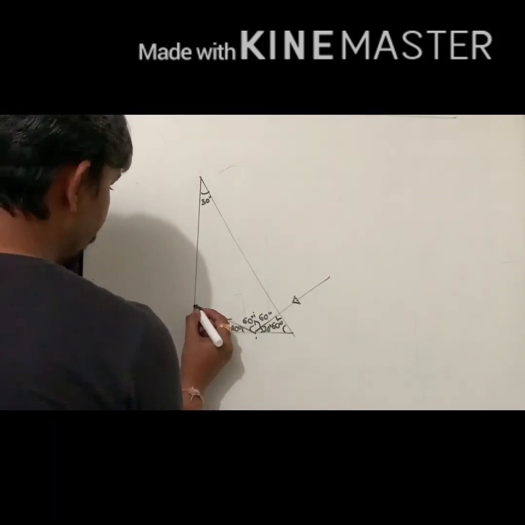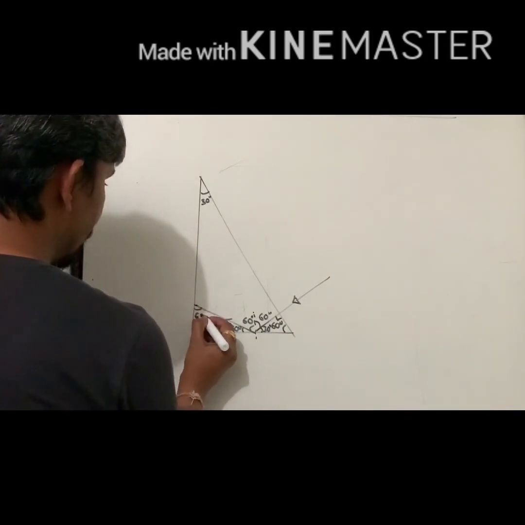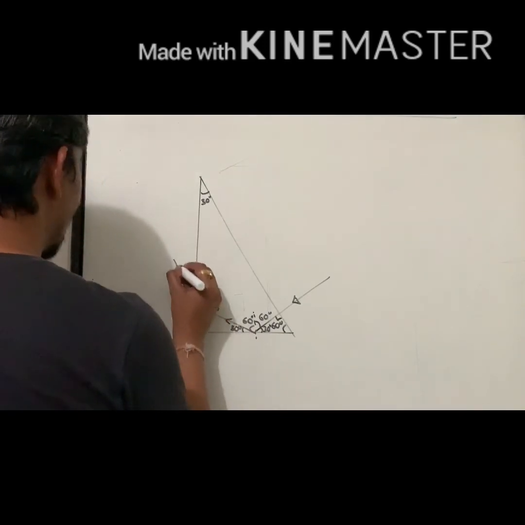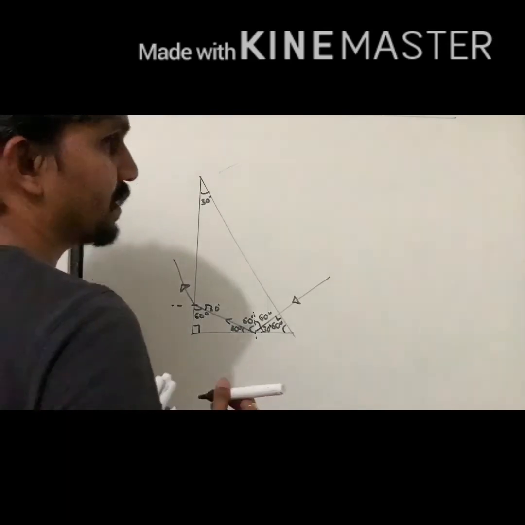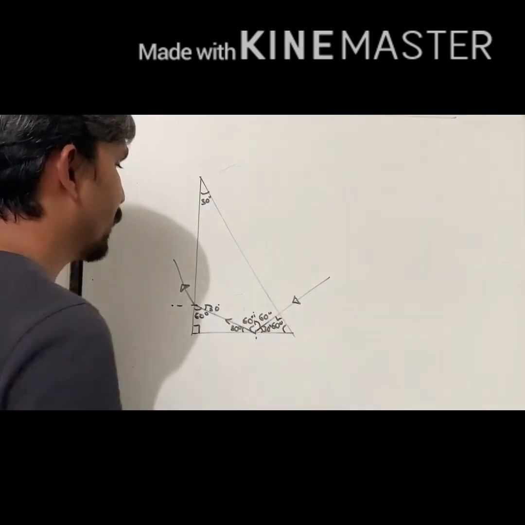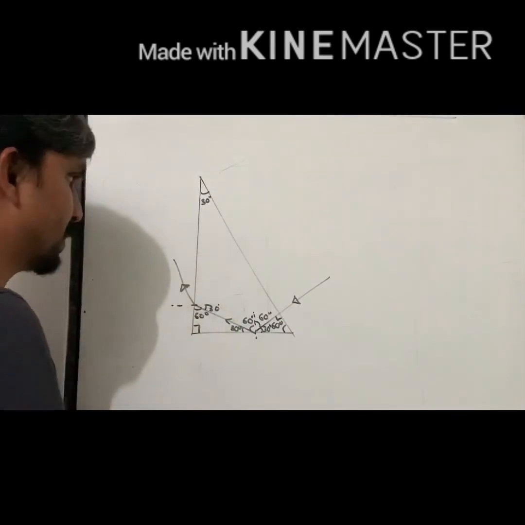Now this is 30, this is 90, so this is 60 degree. I will draw the normal, so this is 30 degree, less than critical. It will reflect like this, right? So many students are making mistakes from here only, and they will jumble up with something else, right?